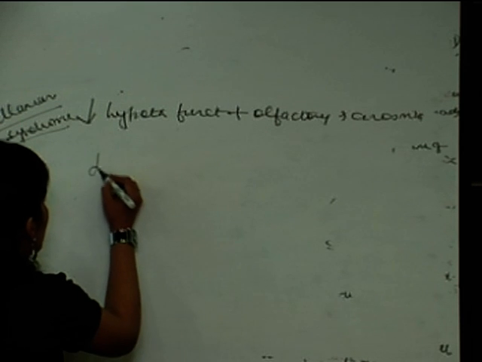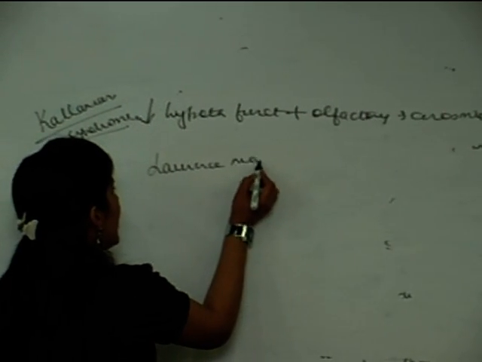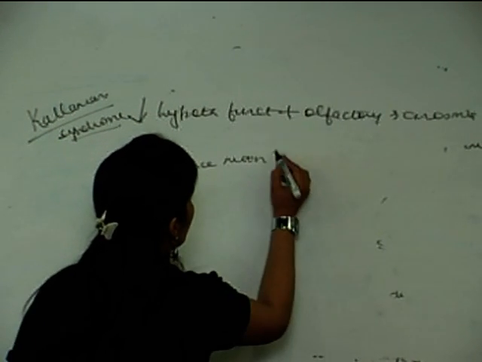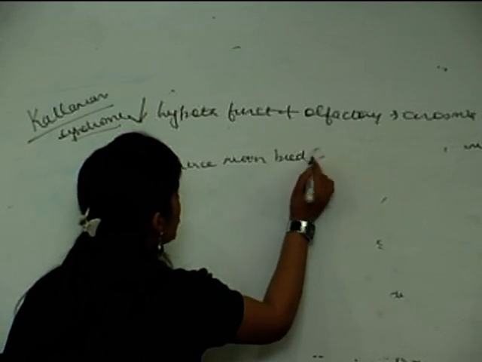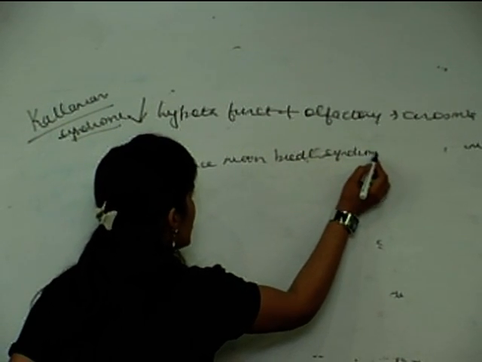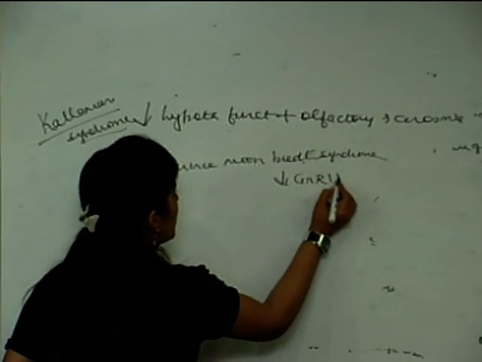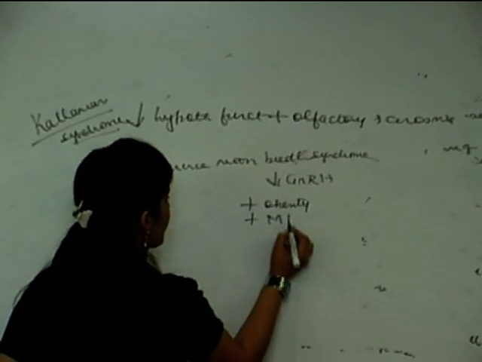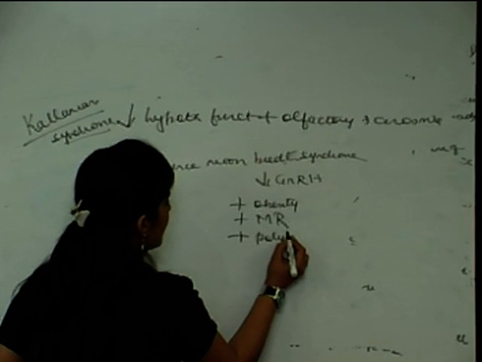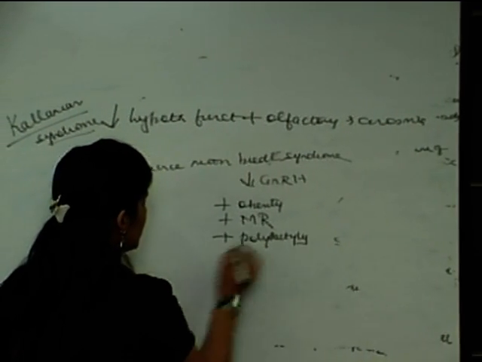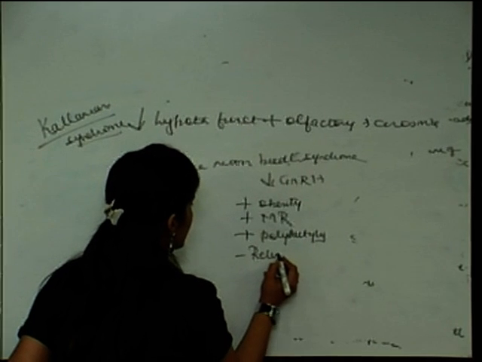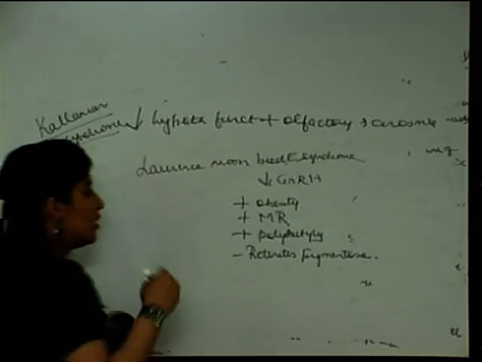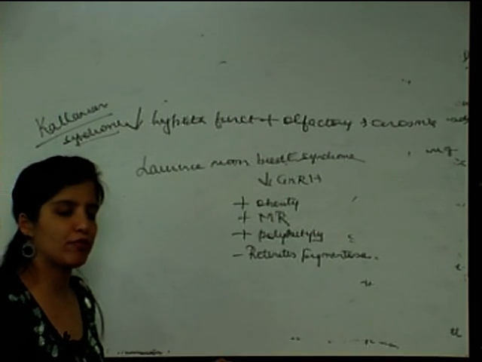And next was Laurence-Moon-Bardet-Biedl syndrome. Again, in Laurence-Moon-Bardet-Biedl syndrome, the problem is that there is less GnRH secretion, decreased GnRH, which will lead to amenorrhea, plus there will be obesity, mental retardation, polydactyly, and retinitis pigmentosa. That is all we have to know in case of primary amenorrhea.